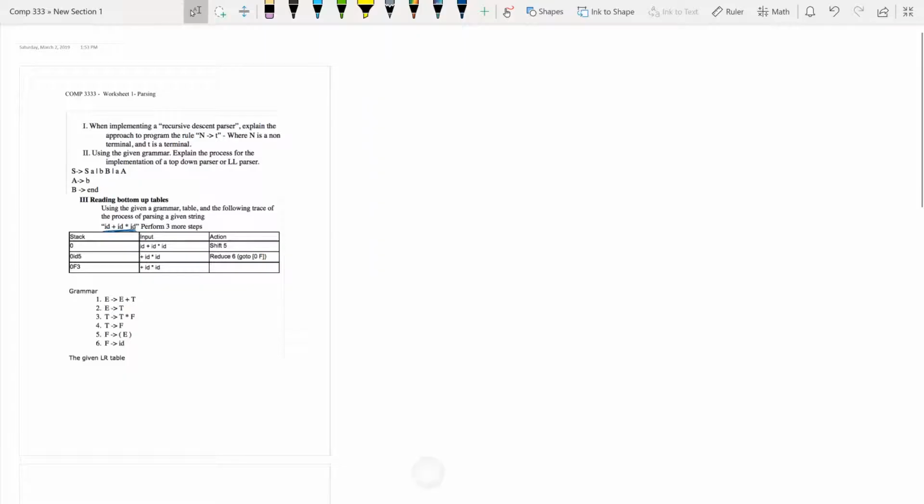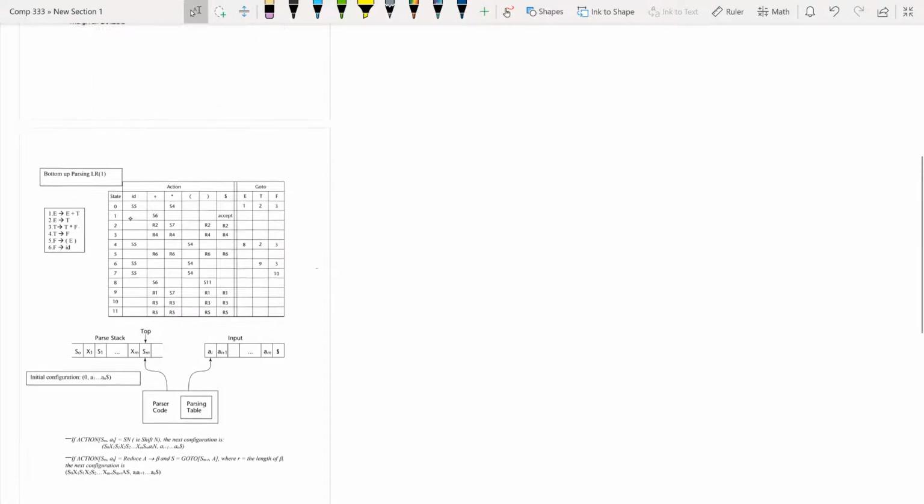Hey Ronald. This is the parsing worksheet that we're working on. For the first two questions you're kind of on your own, but I can try to explain three for you, which is just reading bottom-up tables, like a bottom-up parser. The assignment was to take this statement and see if the parser will accept it or not.